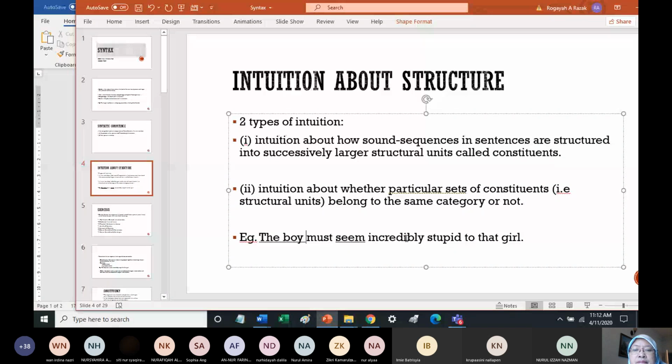Incredibly. Seem incredibly? Okay, but actually incredibly is more together with stupid. Incredibly stupid. You know? But together, must seem incredibly stupid is okay. So you actually see that first we have that I usually put a square bracket. So we say, okay, incredibly stupid is one constituent. Just now we said the boy is one constituent.